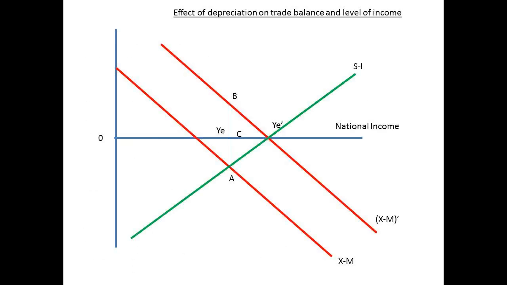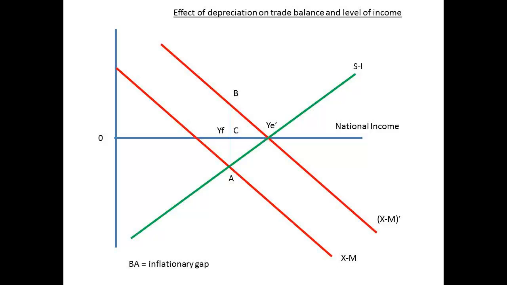Suppose the initial position is at 0 YE. There is a small trade deficit equal to AC. Currency depreciation should shift X minus M, the planned value of exports less imports, to X minus M dash. The new equilibrium, YE dash, has raised national income. This should also help to reduce unemployment at the same time as eliminating the trade deficit.